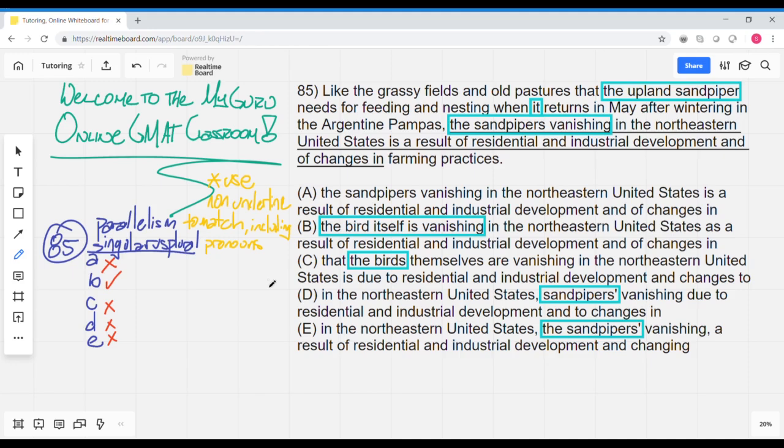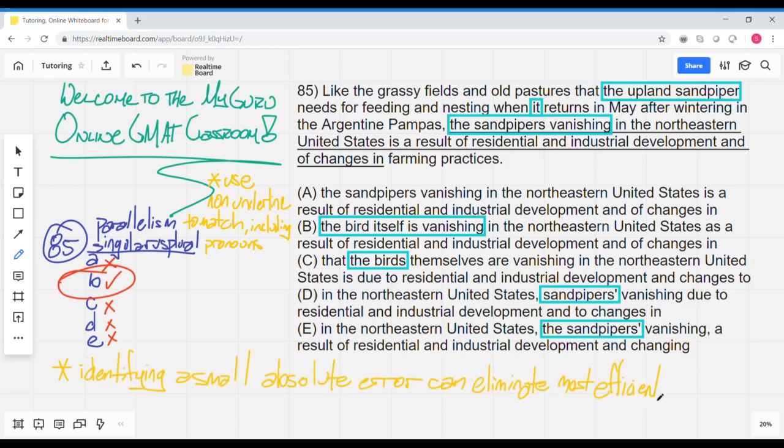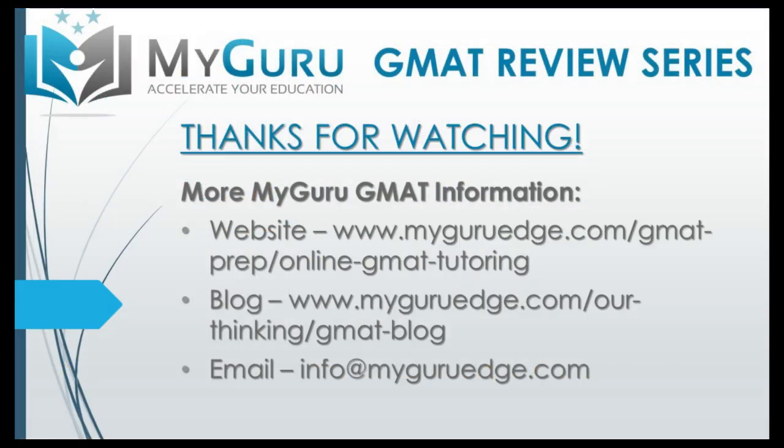And we just go through, reread B into the sentence as originally written, and we find: like the grassy fields and old pastures that the upland sandpiper needs for feeding and nesting when it returns in May after wintering in the Argentine pampas, the bird itself is vanishing in the northeastern United States as a result of residential and industrial development and of changes in farming practices. Everything makes sense, and identifying a small absolute error can eliminate most efficiently.